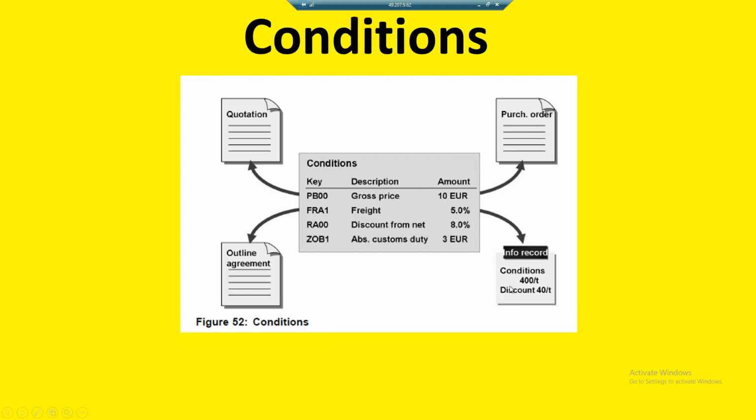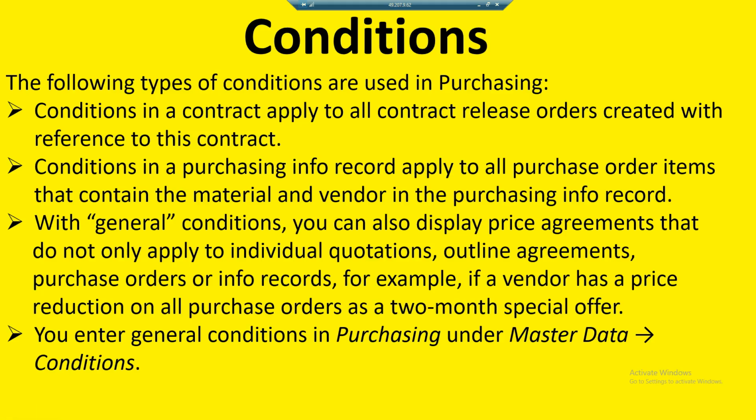In the info record also we maintain conditions. In an outline agreement, contract or scheduling agreement, we can maintain the conditions. Conditions in a contract apply to contract release orders. Suppose we have created a contract and we are creating a purchase order with reference to the contract. Then the contract conditions are adopted by the purchase order. This kind of purchase order is called a contract release order.